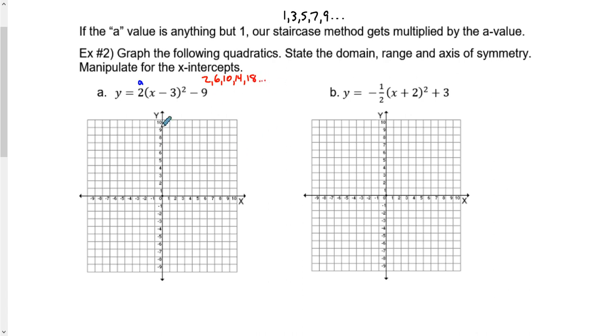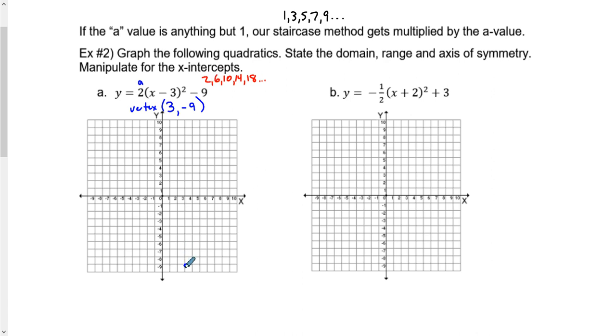We still can identify our vertex nicely. Opposite on the inside. So this says subtract 3, so we're going to be using positive 3. Same on the outside, negative 9. So the point 3, negative 9 is our vertex. Then we're going to use our staircase.